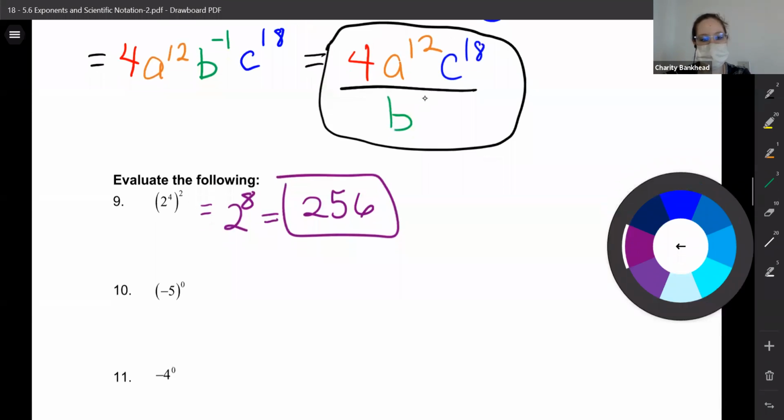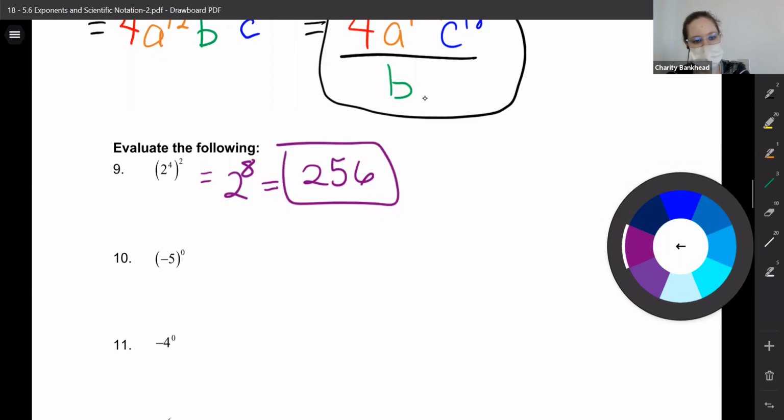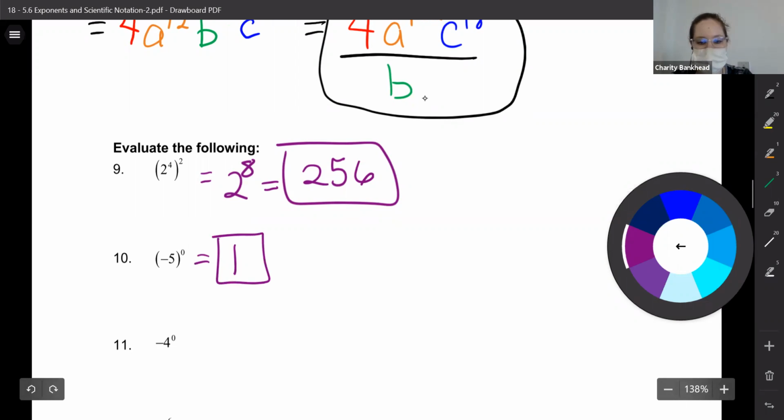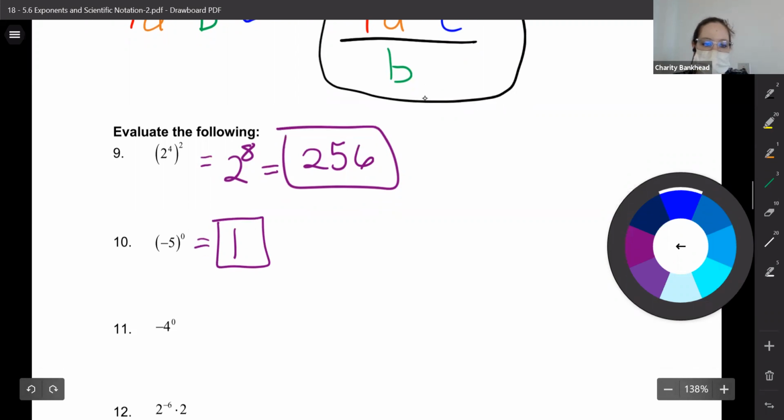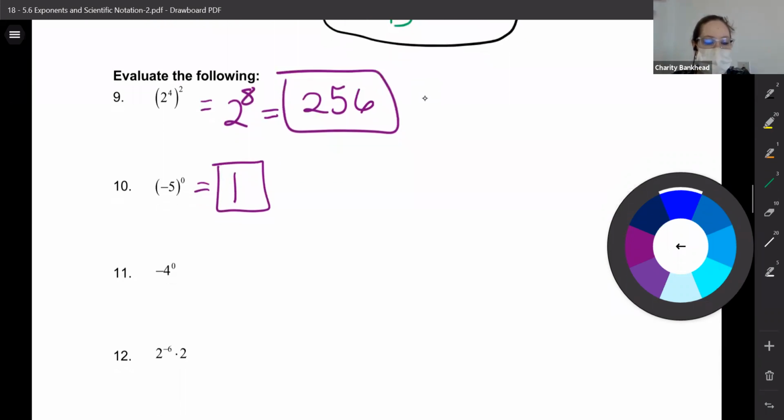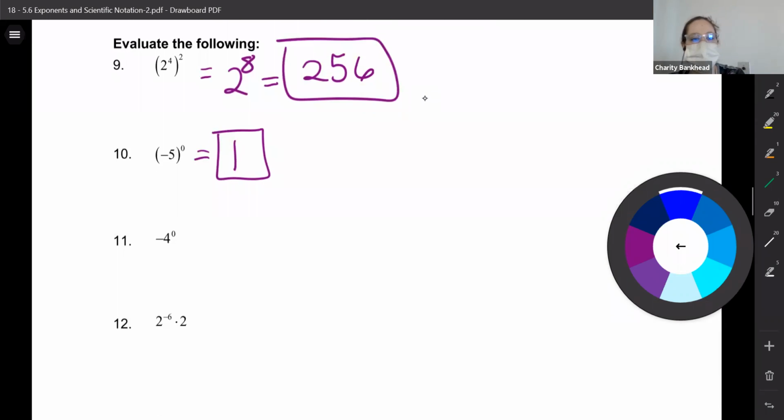And then -5 to the power of 0, anything to the power of 0 is always equal to 1. And then number 11, we have -4 to the power of 0, but the negative is not included. So it's like the negative is separate and only the 4 is the base. So that makes it -1.